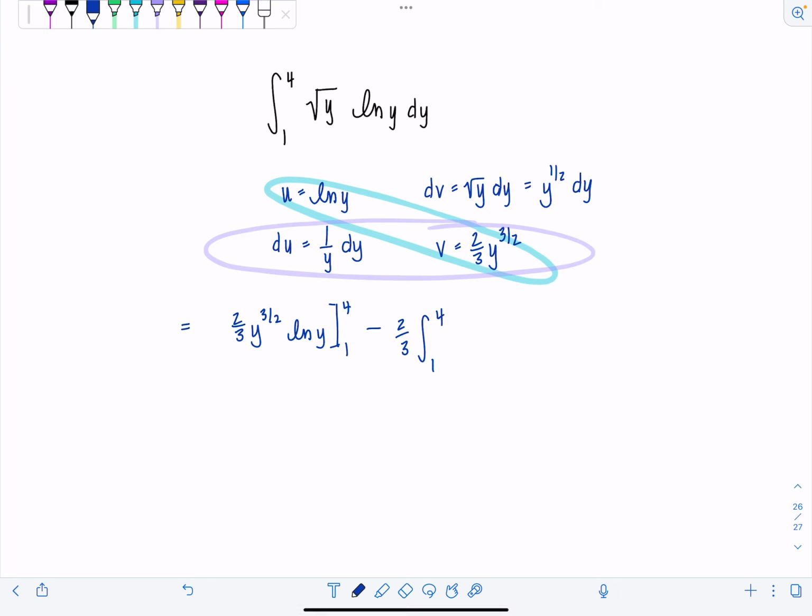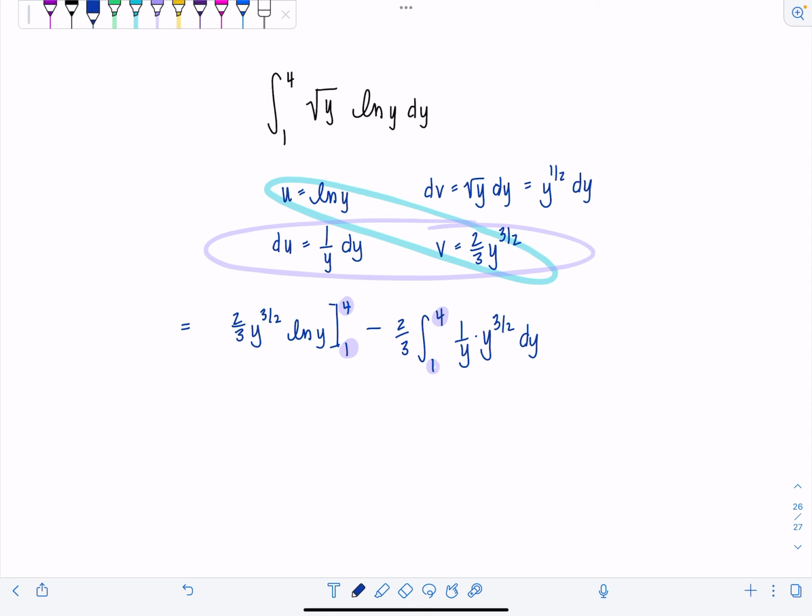And then we have 1 over y times y to the 3/2 dy. Okay, don't be sloppy. Don't say later on I'll put them back. That's wrong. That means for a moment in time you wrote down something wrong on your paper. It's not allowed. We don't do that in math.